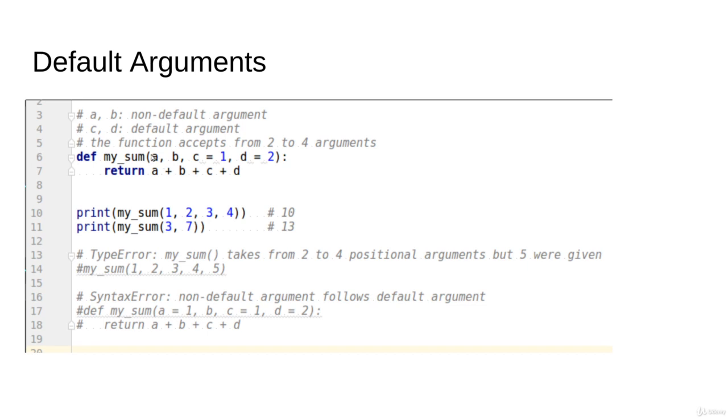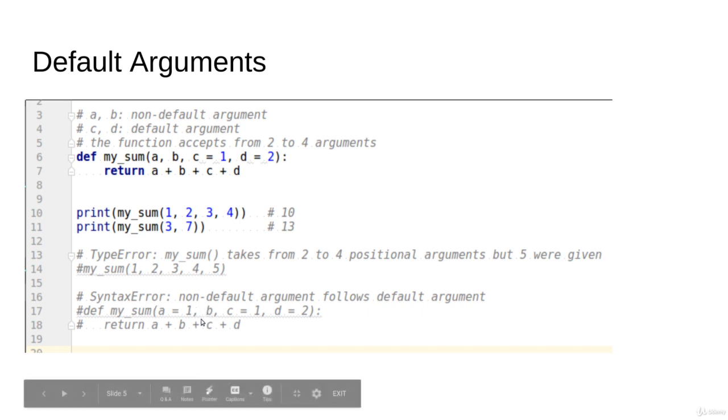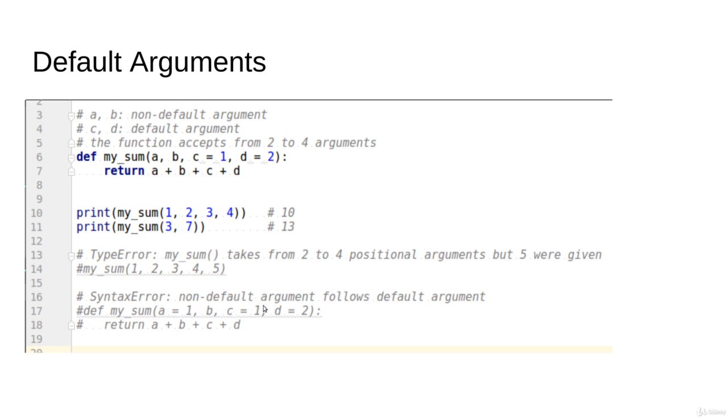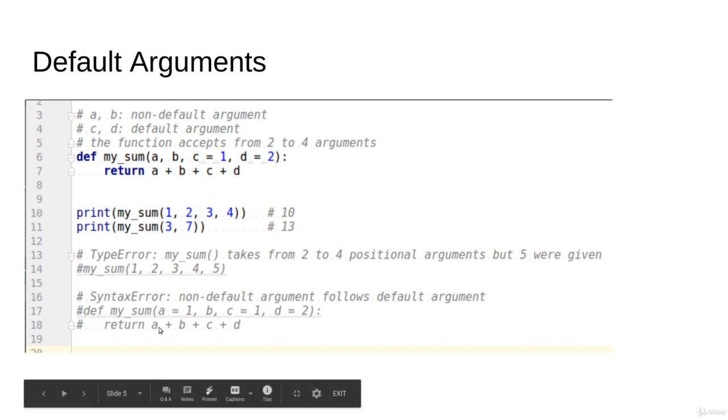Now try to think about the following. What if I try to make some default variable earlier, in the middle? Like let's say, for example, you try to define this function with A equal 1, B with no value, C equal 1, D equal 2. This will give you a syntax error. Why? Because the interpreter cannot know at runtime which one is going to take which value. So this is refused. The rule is you cannot define a non-default argument like B after a default argument like A.